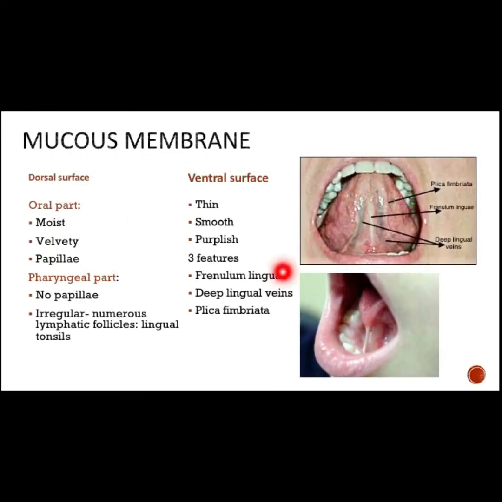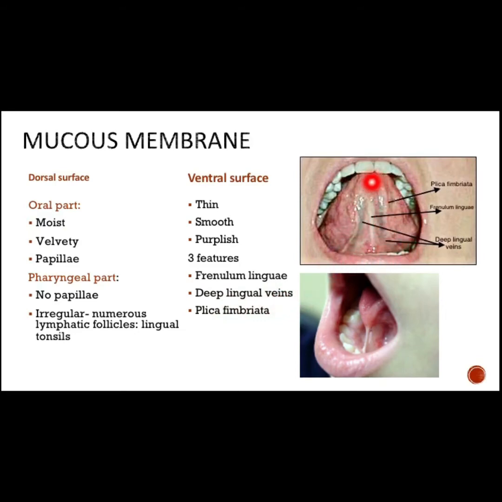On the other hand, the mucous membrane of the ventral surface is thin, smooth and purplish, and it has the following three features. First, the frenulum linguae, which is the fold of mucous membrane that runs from the base of the tongue to the tip. Further extension of this frenulum linguae leads to a condition called tongue tie, which can only be corrected surgically by cutting the frenulum linguae.